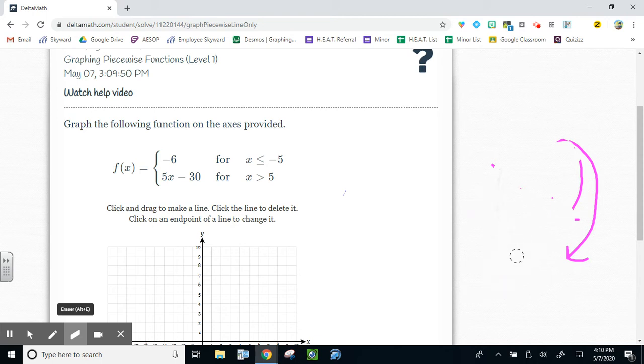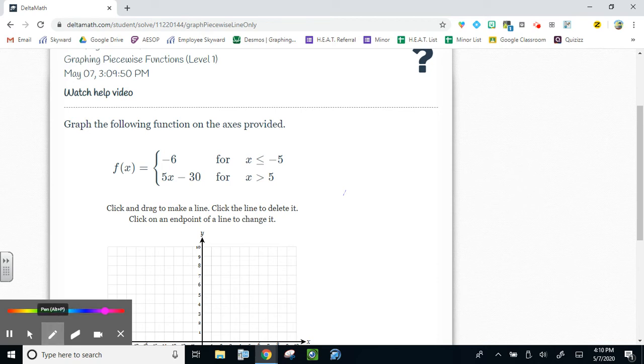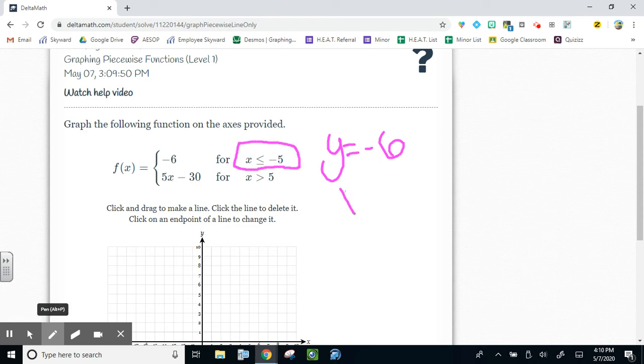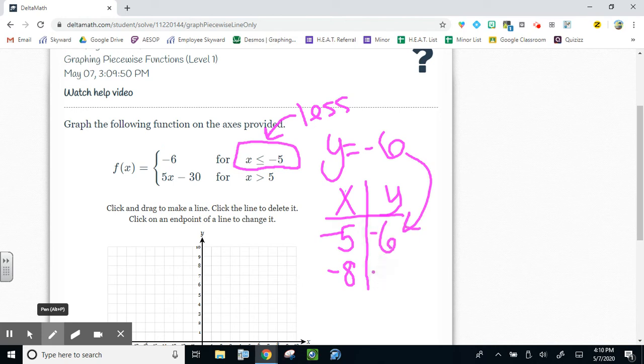So what I'm going to do here is maybe clean off this screen. Okay, so I have the first one, it's for the equation y equals negative 6. And this is for when x is less than or equal to negative 5. So I'm going to pick 2 points. I'm going to start with negative 5 because that's the number they did give me. And then I want any point that is less than or equal to negative 5. So I need something smaller than negative 5. So I'm going to say, I don't know, negative 8. Now, since this is y equals negative 6, there's no x for me to plug in. So this is just saying that my answer is negative 6 on both of these.